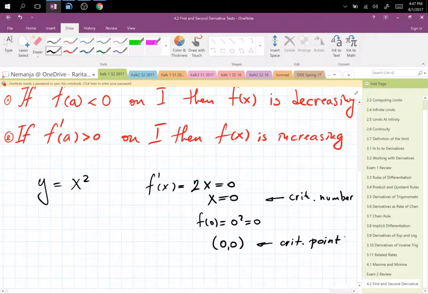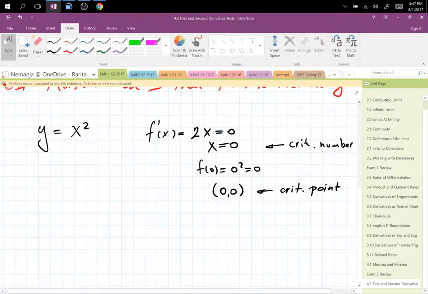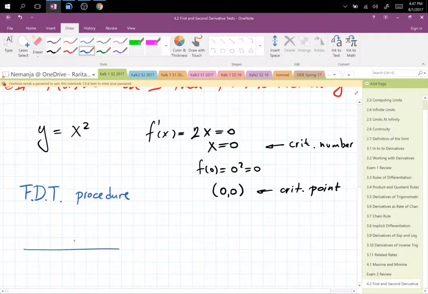So now that you have a critical point, you know that that point is going to be a min, a max, or that inflection thing that we are actually working on today. So here is the procedure for the first derivative test. You draw a graph and partition it using critical numbers. In this case, we only have a 0. That's your critical number.